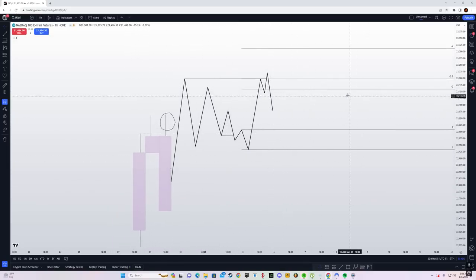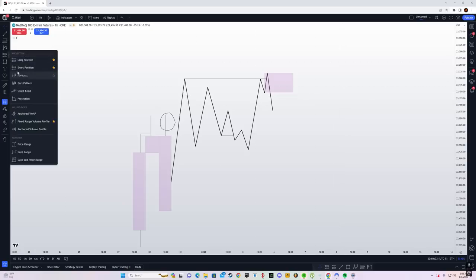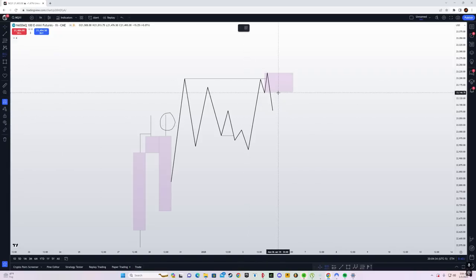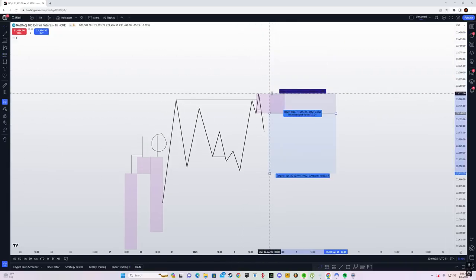Now, when you have the market structure shift, right, all you're doing from there is taking your entry from the order block. And I do apologize, I have a little bit of flu. So if you can hear a little bit of coughing, then I apologize. So you're going to take your entry from the order block, right?